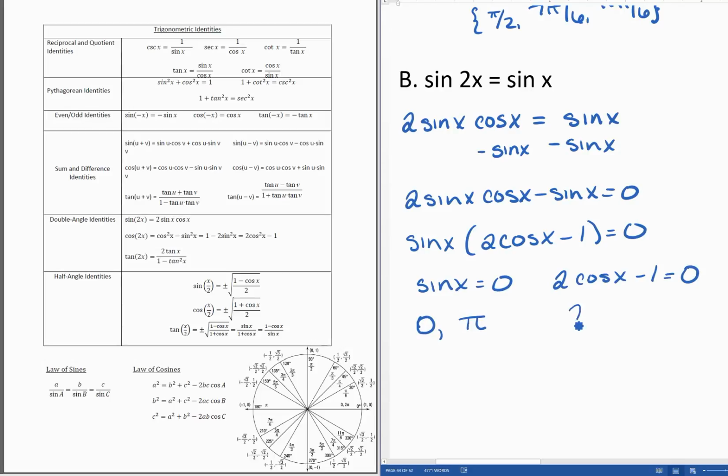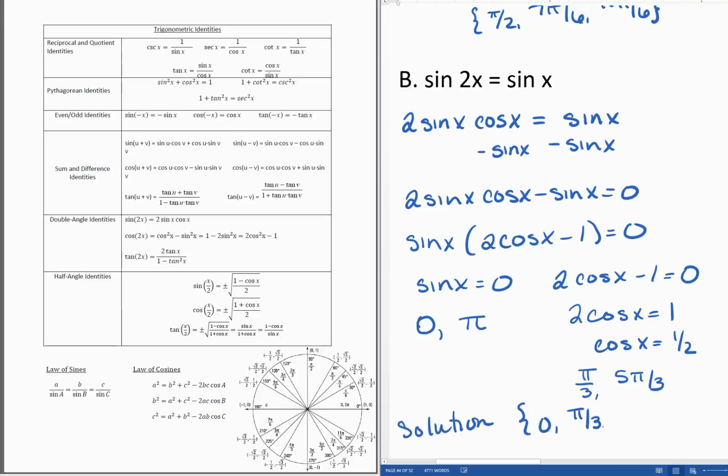Okay, and this is asking, where's 2 cosine of x equal to 1? So cosine of x is equal to 1/2. So where's the x-coordinate 1/2? Well, that's at pi over 3 and at 5 pi over 3. So our solution, we'd have this at 0, pi over 3, pi, and 5 pi over 3. So we can use the trig identities to transform it into something else that we do know how to solve.